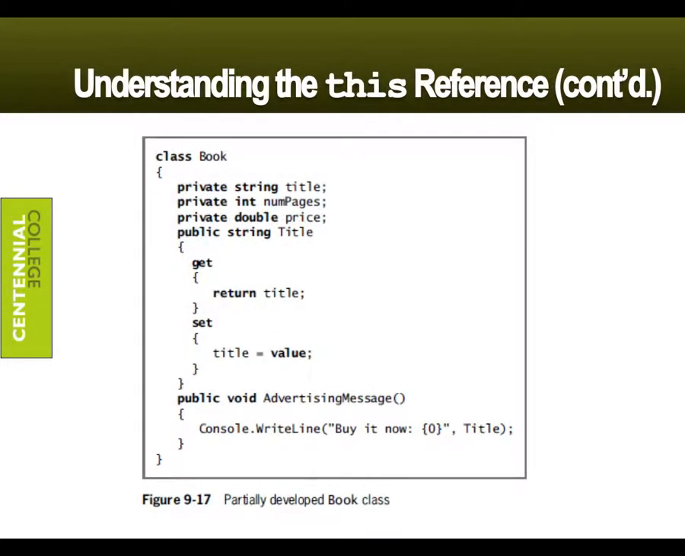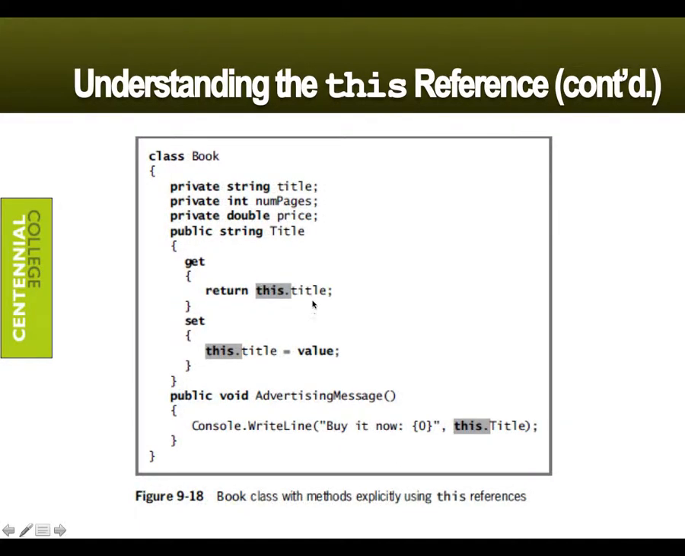Here's an example of this, right? I have a bunch of variables here, private, static, private string. I have some private variables here, and I want to access them, right? This is inside my book class. But this is what I really should be doing: this dot title, this dot title, this dot title.